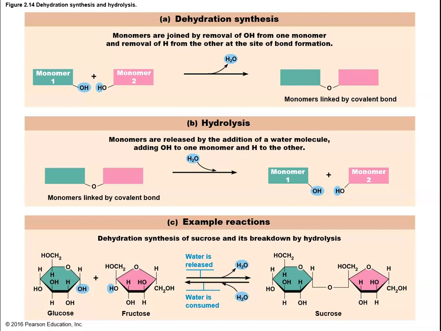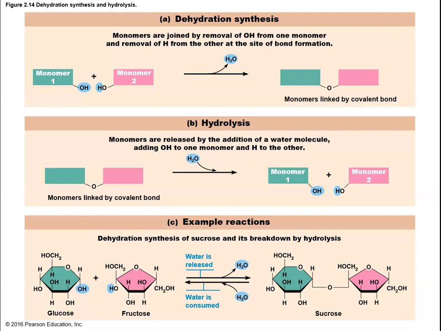What if we want to break them back apart again? So we formed it as part of some sort of process, and let's say the body wants to break those sugars apart from the sucrose back to the glucose and the fructose, so then we could use it for energy. So if we built it by removing water, what do you think would happen if we added water back in?